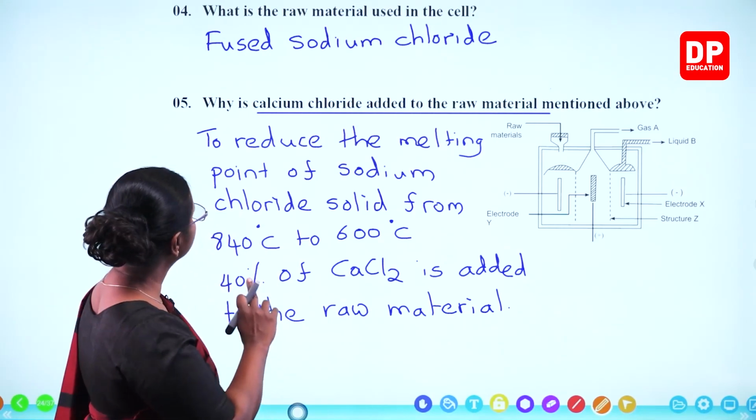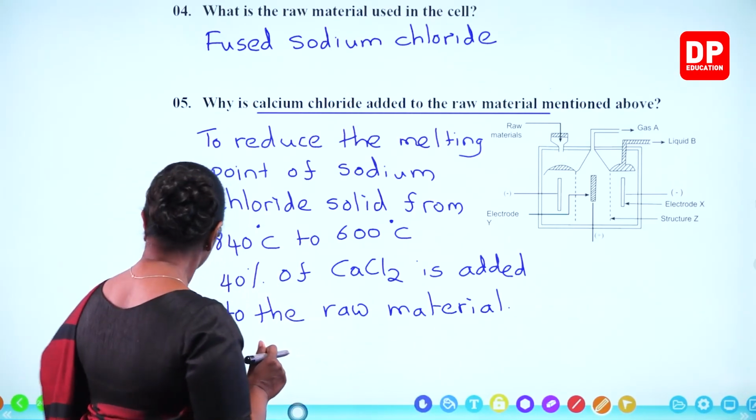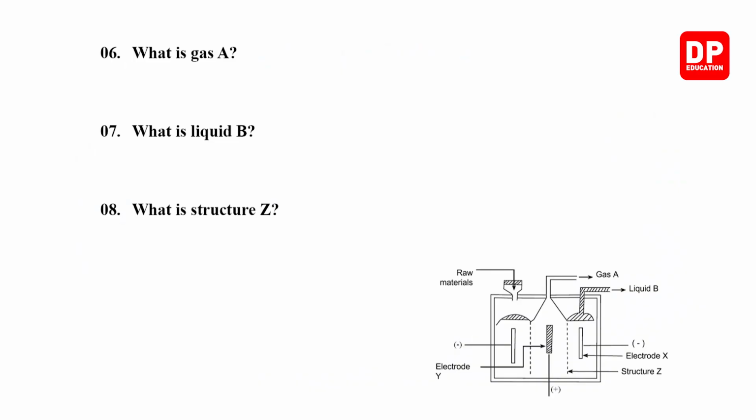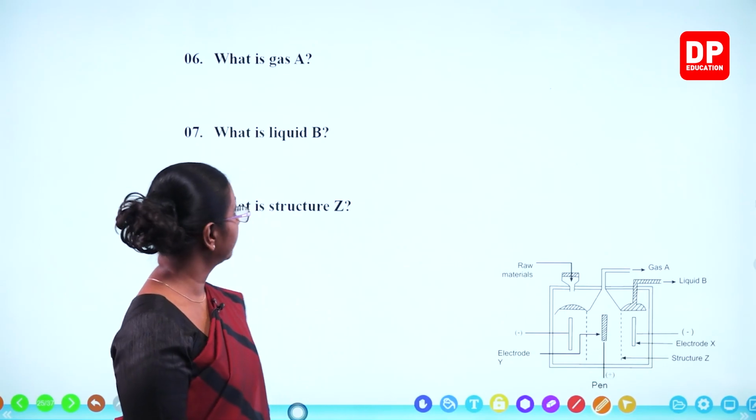So those are the questions to these parts, students. There are some more parts. We will move on to the next slide. So here also you can see the cell given there. Then you can see the questions, what is gas A? So gas A, you all know it's chlorine gas.